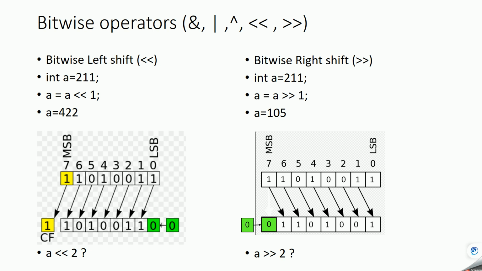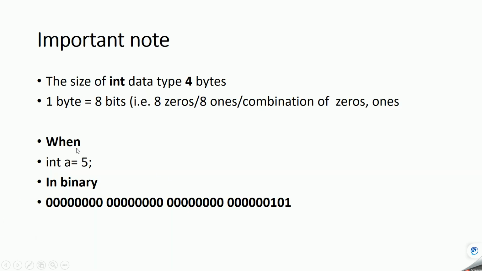Let's see one more important thing that we must keep in mind. When we talk about the binary representation of a number in a programming language, when we use int, the size of int will be 4 bytes, and 1 byte is equal to 8 bits. Bits are either 0 or 1. So when we say 4 bytes, there will be 32 bits.